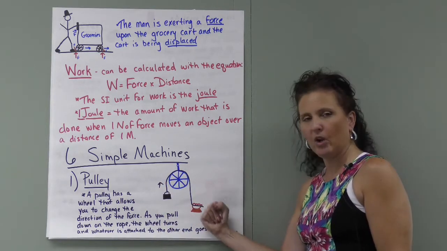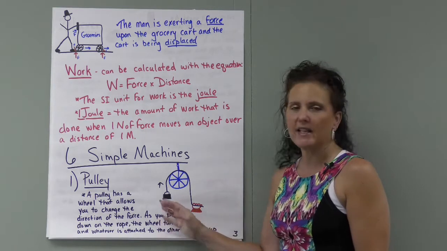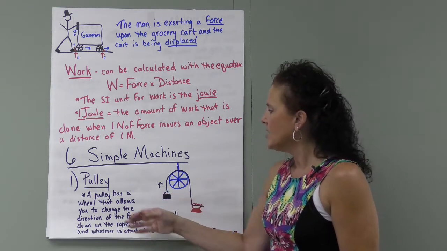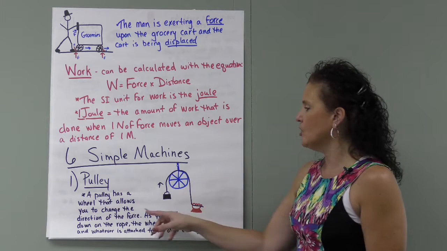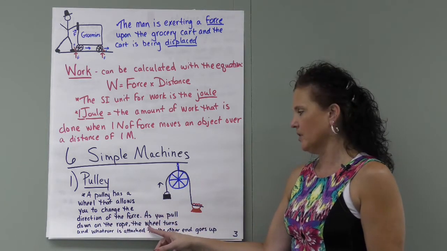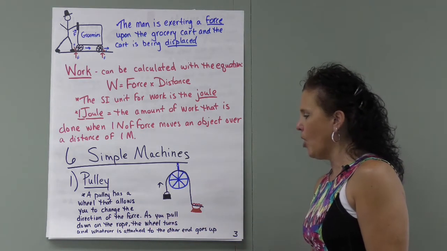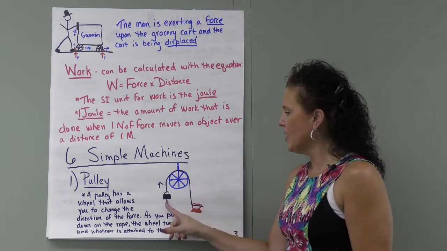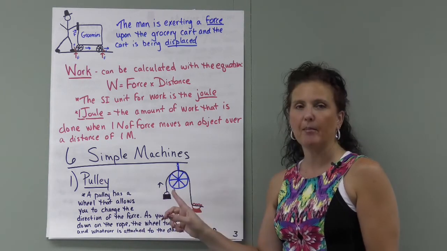This is our hand pulling on the rope, and this is some kind of weight attached to the other end of the rope. So a pulley has a wheel that allows you to change the direction of the force, and as we pull down on the rope, the wheel turns, and whatever is attached to this rope goes up, right?